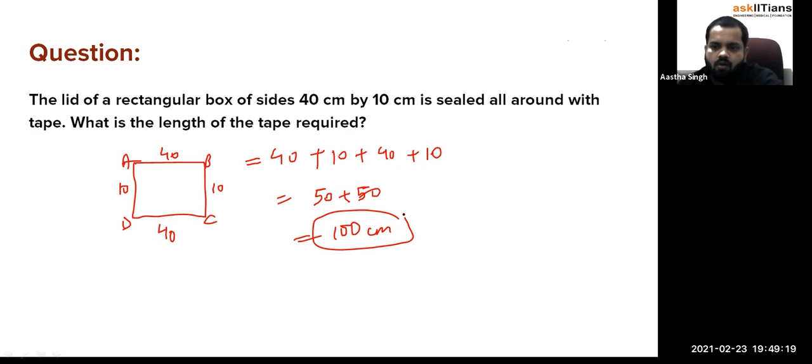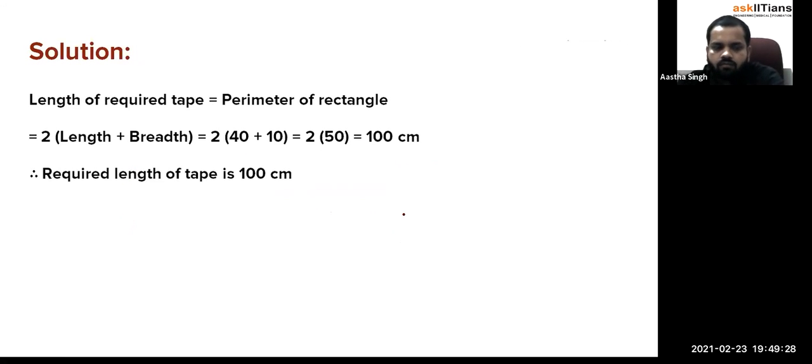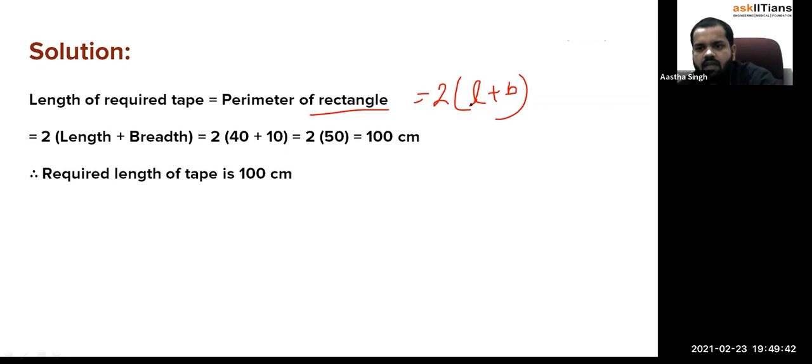I think the point is very clear to you. It is just basically finding the perimeter of your rectangular box. So the length of the required tape is equal to the perimeter of a rectangle. What is the perimeter of a rectangle? It is twice L plus B. If you just remember the formula, twice L plus B. L is your length and B is your breadth. So twice L plus B is the length of the required tape.